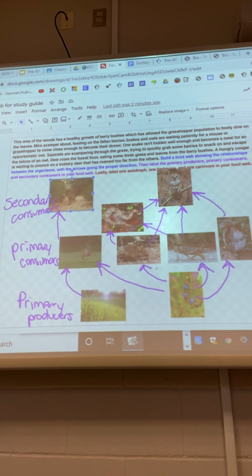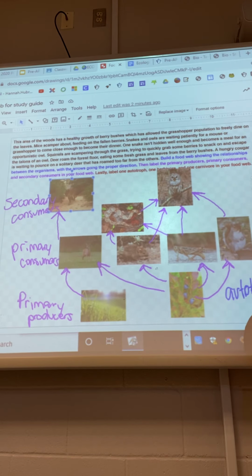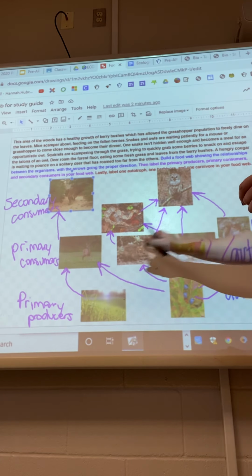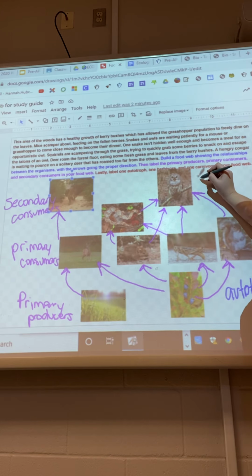All right, now it wants you to label one autotroph. So a plant is an autotroph because it makes its own food. One herbivore. We have herbivore. You could have chosen any of these primary consumers. One carnivore. We got this owl.